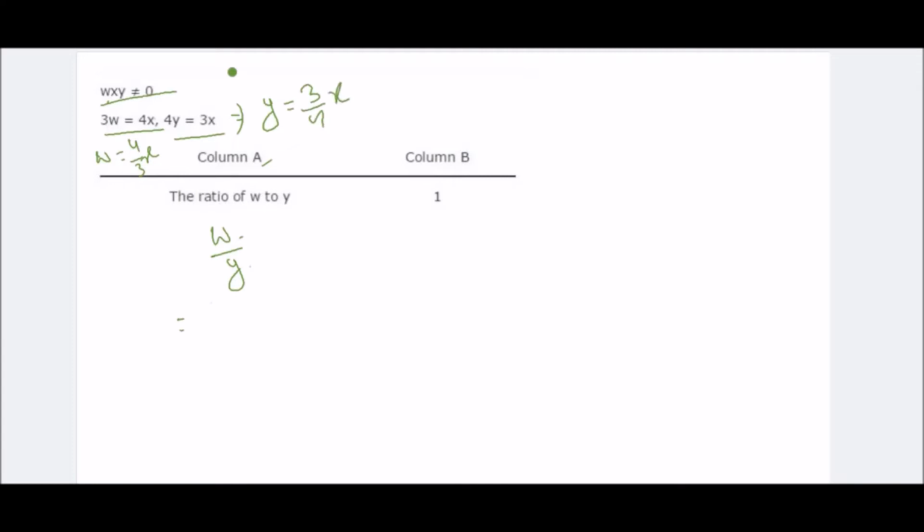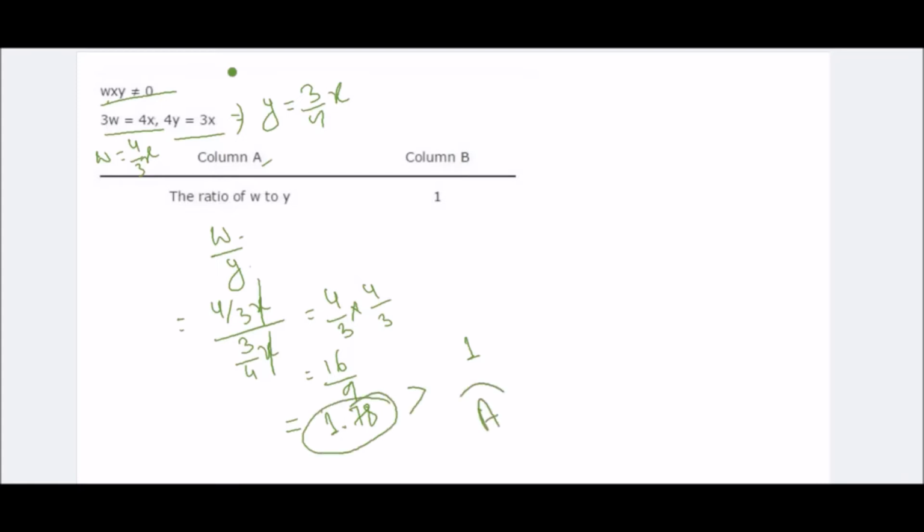Substitute it. W will be 4 by 3X divided by Y will be 3 by 4X. X is eliminated. So that will become 4 by 3 into 4 by 3. That is 16 by 9. 16 by 9 become 1.78. So the quantity A is greater than B and answer will be A.